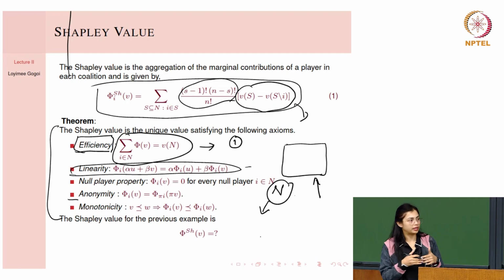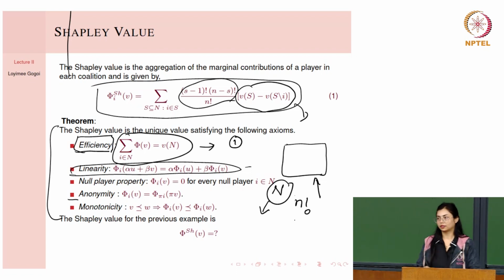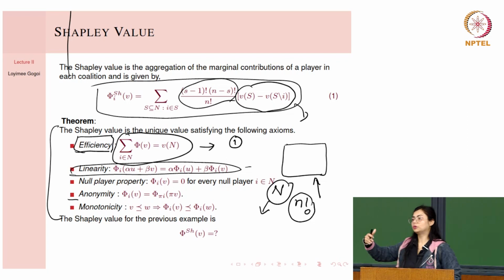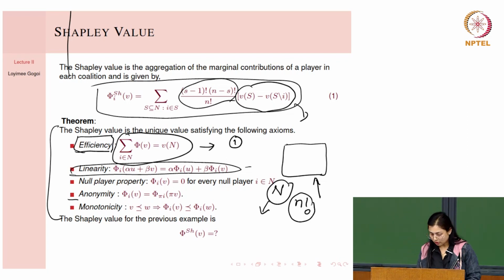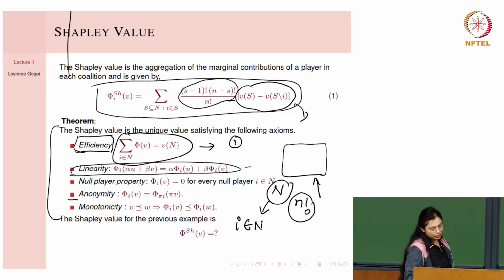N factorial ways, right? You know N factorial? So there are N factorial ways the queue can enter and form the grand coalitions. Now, for any particular player in N, what does the Shapley value actually do?